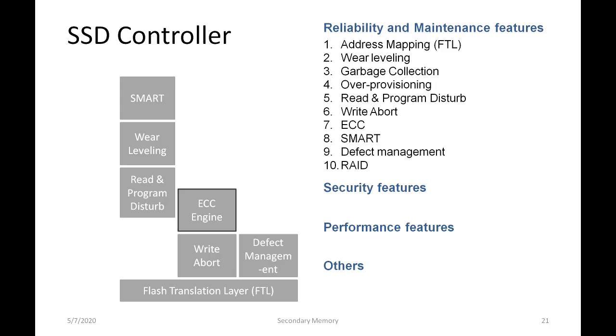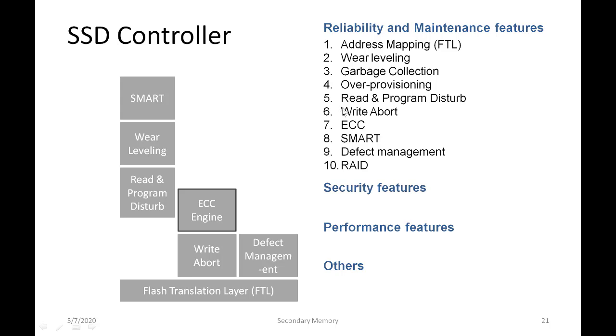When it comes to the reliability and maintenance features, as listed here, the very first thing that the SSD controller needs to do is address mapping. Specifically, it's called the flash translation layer, wherein the address from the host system is mapped to the actual flash devices. Second task is wear leveling. Third is garbage collection. In some contexts, all these three together are called FTL. The fourth one is over provisioning.